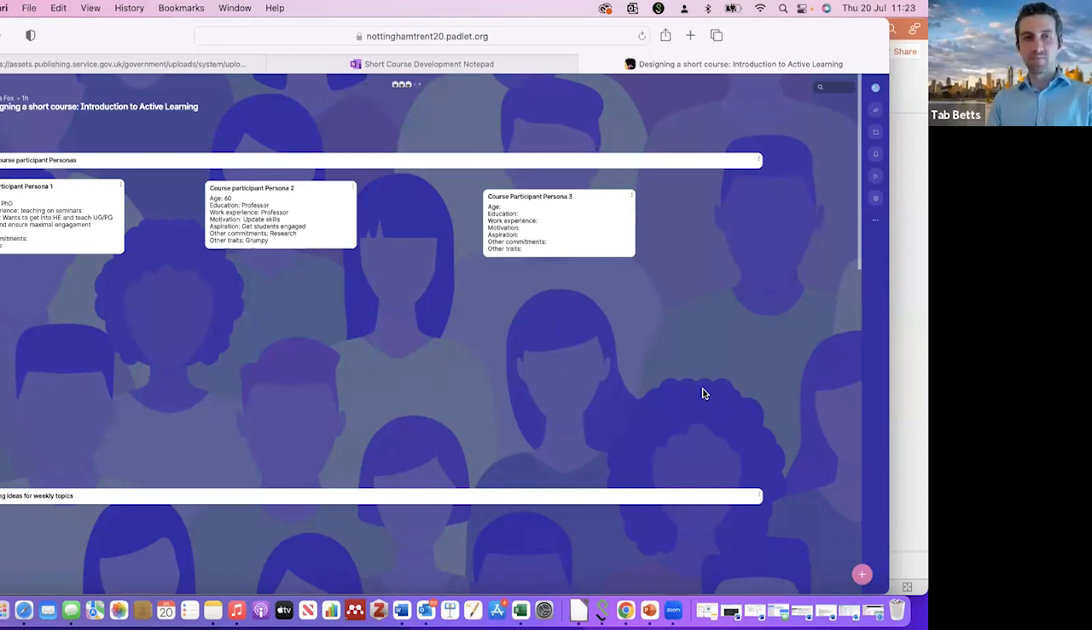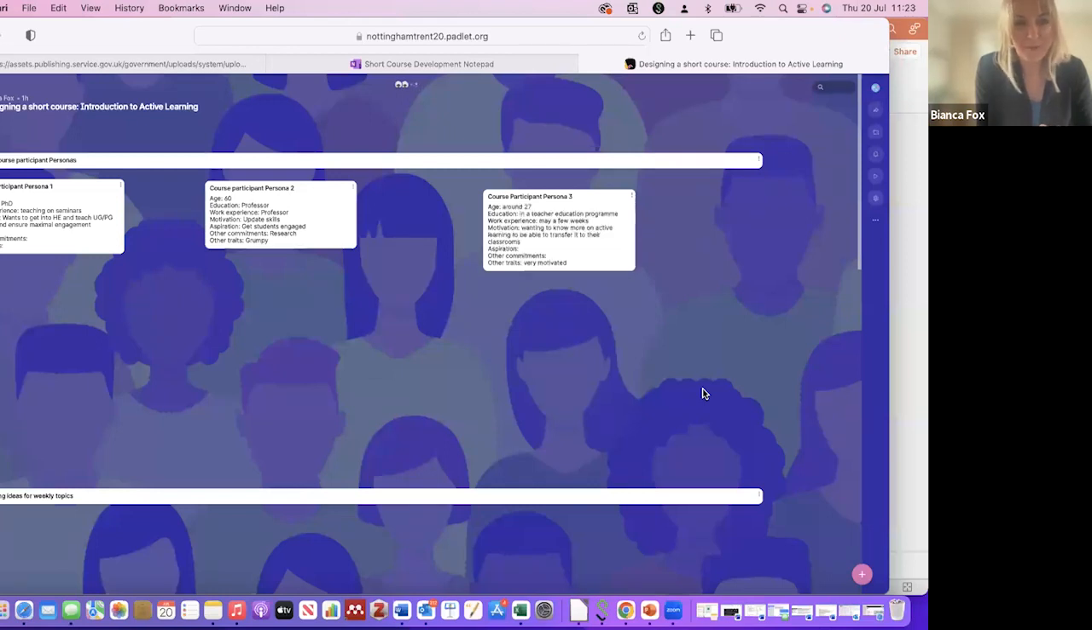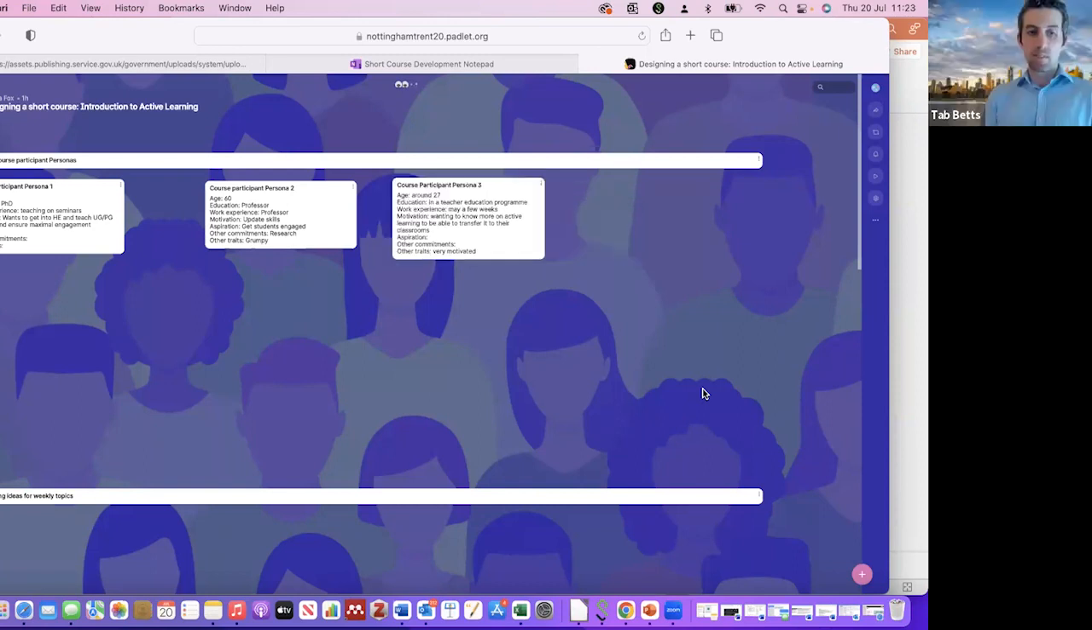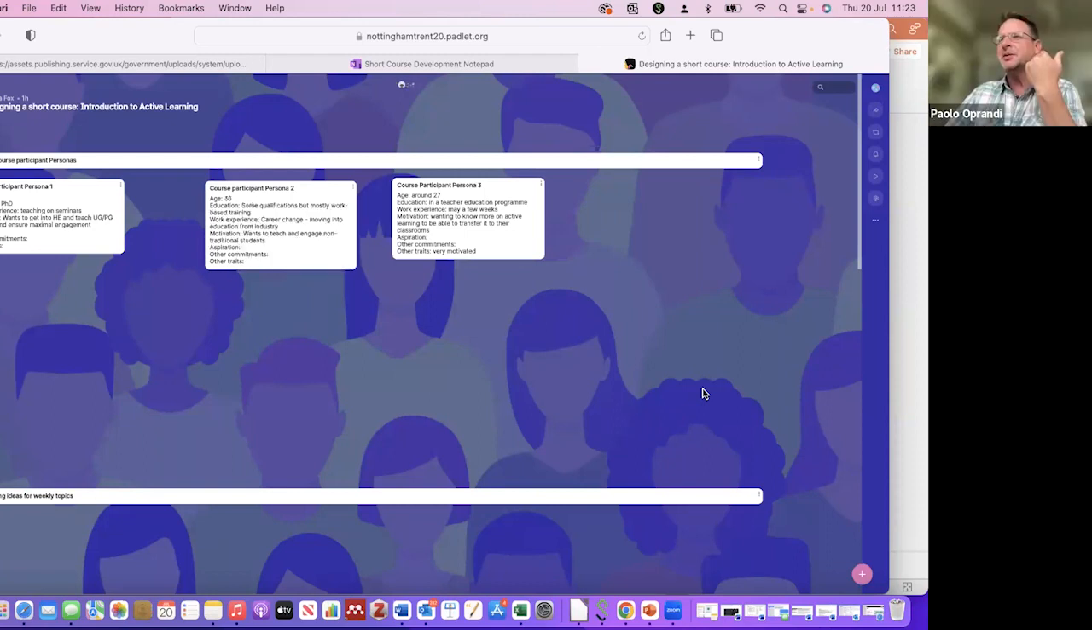What is quite interesting to see already is that we're thinking about different age groups that could benefit from a short course in active learning techniques. Oh look, we got to 27, 60. Well, there's two 27-year-olds. It's because they're twins. They want me to do this course quite clearly. You know what? Actually, it's 27.